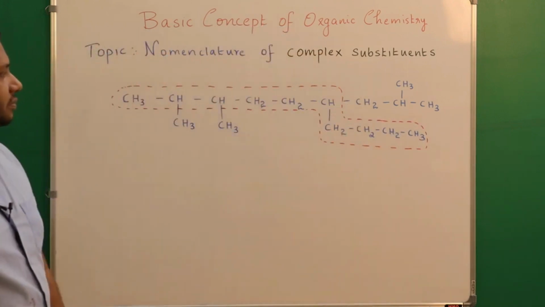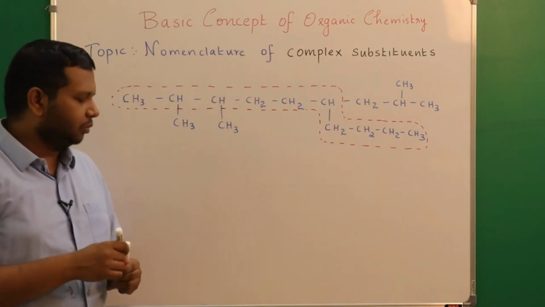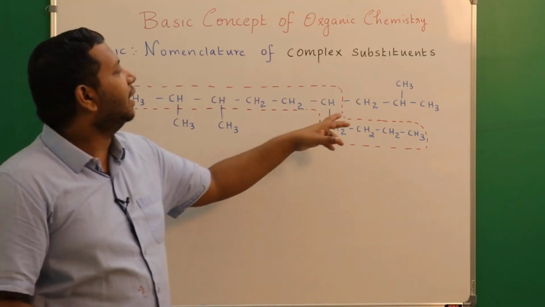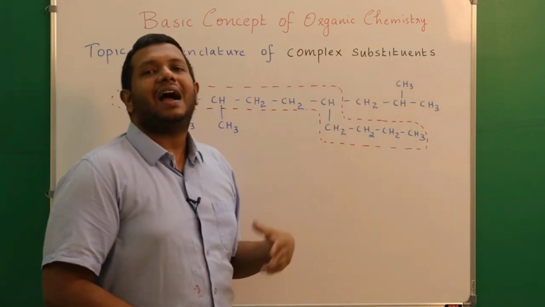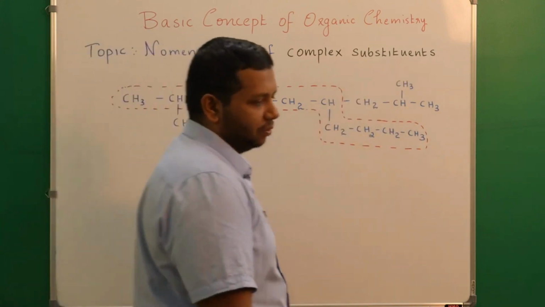Correct? So we have chosen this. Now comes the question, what are the substituents here? Here is a methyl group, here is a methyl group, and this, how can you say, what is the substituent here? I can say this type of substituent is called a complex substituent.